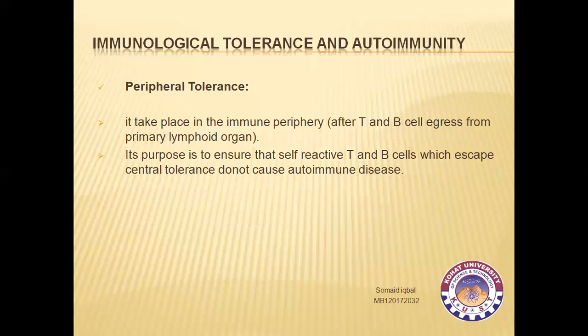Peripheral tolerance takes place in the immune periphery, after T and B cells emerge from the primary lymphoid organs. Its purpose is to ensure that self-reactive T and B cells, which escape central tolerance, do not cause autoimmune disease.